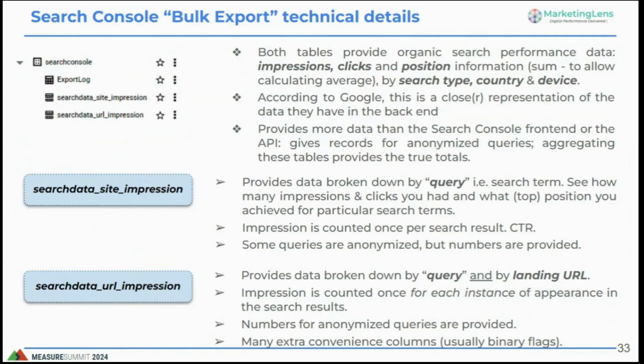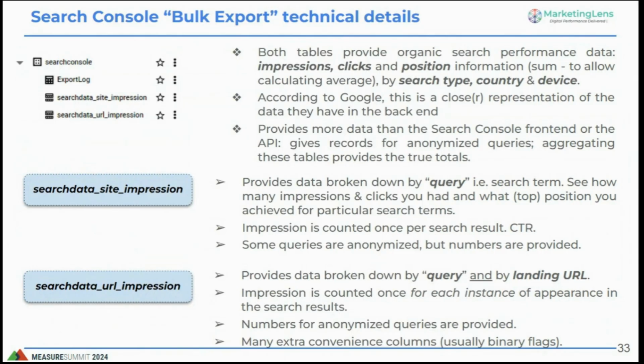The other table, search data URL impression, is broken down by, again, query, but also by landing URL. And this is very useful. There's a whole world of patterns that are hidden in there. In this case, impression is counted once for each instance of appearance in the search results. So if you come up 7 times in the list, the number of impressions you'll get for a particular query is 7 if you add it up through the landing URLs. Again, the number of anonymized queries are provided, which is good.